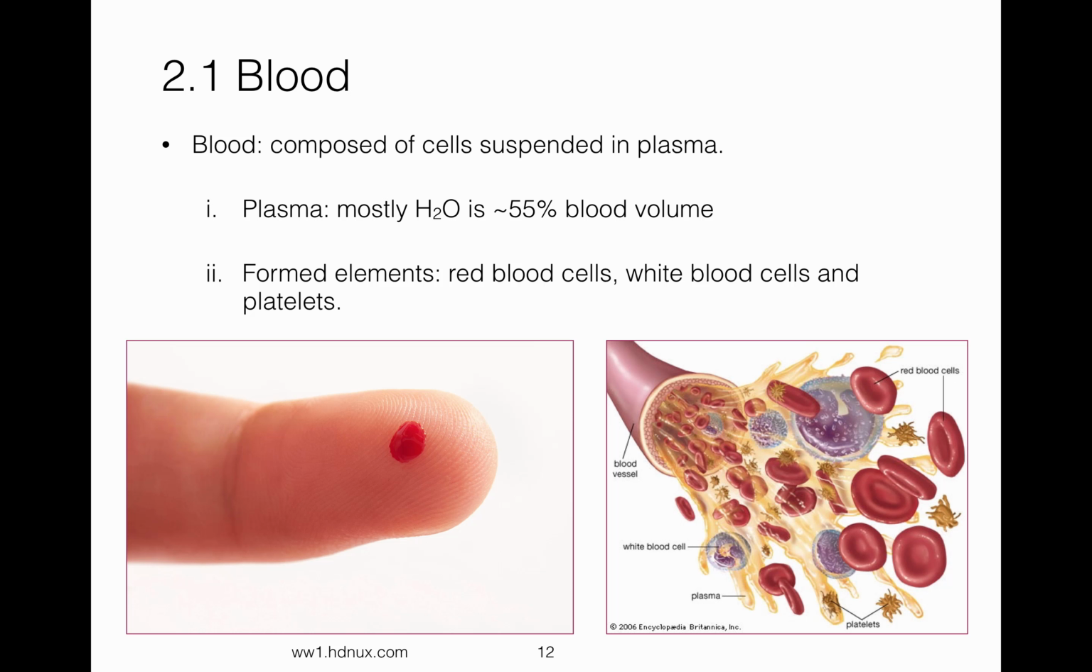Blood is composed of cells suspended within plasma. Blood plasma, which is mostly water, makes up about 55% of blood by volume. The formed elements, the red blood cells, white blood cells, and platelets, which are all formed within the long bones of the body, are suspended within the plasma.